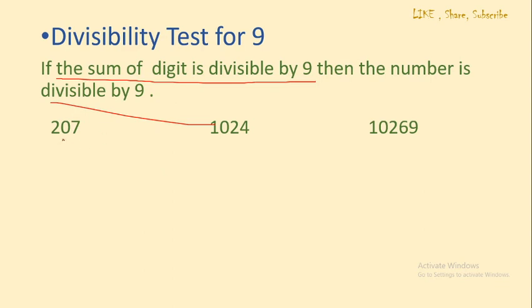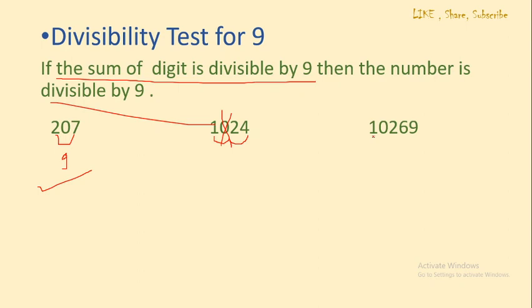So let us check. For 207, add 2 plus 7. 2 plus 7 is 9. So is 9 divisible by 9? Yes, 9 is divisible by 9, and so 207 is divisible by 9. Let us check this one. 1 plus 0 is 1, 1 plus 2 is 3, and 3 plus 4 is 7. As 7 is not divisible by 9, this number cannot be divisible by 9.